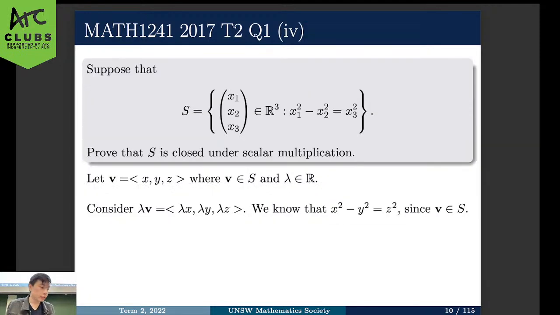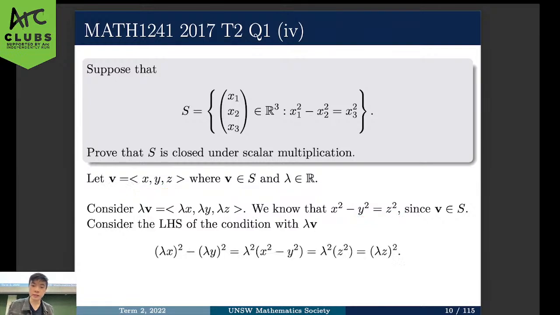So what we do is, like the last one, we have a generic vector, but this time we want to find out whether when we multiply a scalar by a vector, it holds true. So we also have a generic scalar. And then we consider what the resultant vector would be. And then we also draw conclusions about the vector we've assumed to be in S. So obviously this condition is true since v is in S.